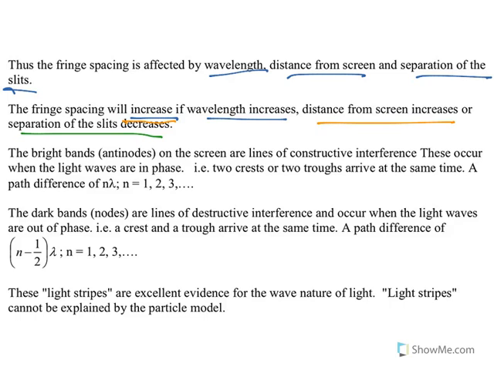Also, just so you know, light stripes are excellent evidence for the wave nature, because the particle model cannot explain them. The particle model would mean that particles would go straight through. If we've got particles coming in and a screen here, those particles would go straight through and you'd end up with a couple of blobs. That's what the particle model would say.